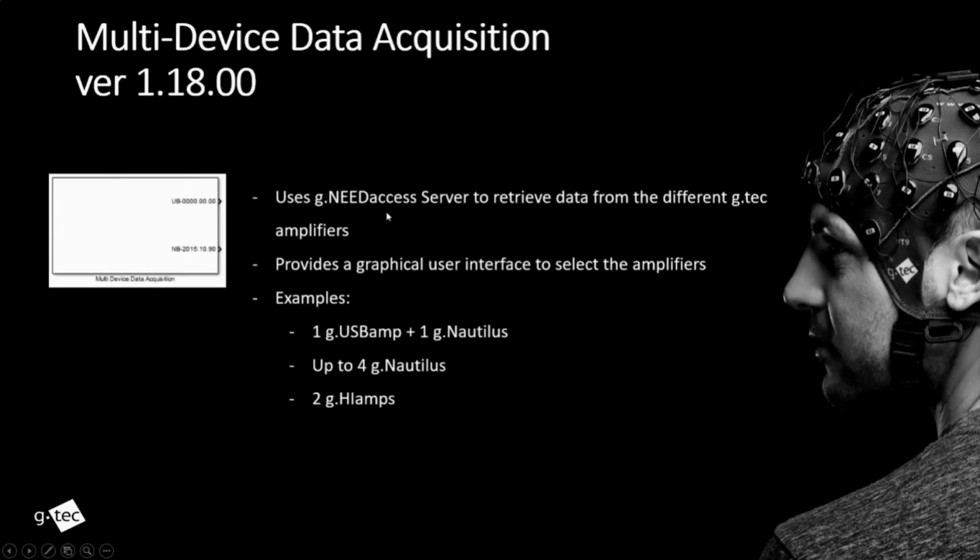Using this g.NeeT Access Server, we can connect up to 4 devices through the MATLAB Simulink block. It actually provides a graphical interface based on MATLAB. For example, some cases we tested use one USB amp with Nautilus, which I will do in a later stage of today. Then we also tested Nautilus up to 256 channels, which works perfectly, and 2 HIamps, which is up to 516 channels.